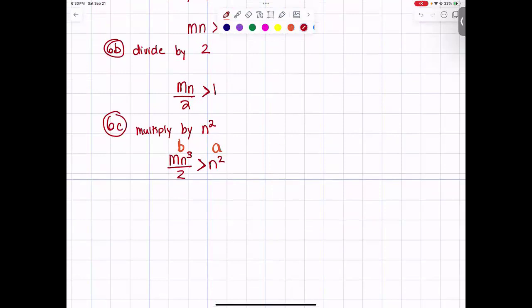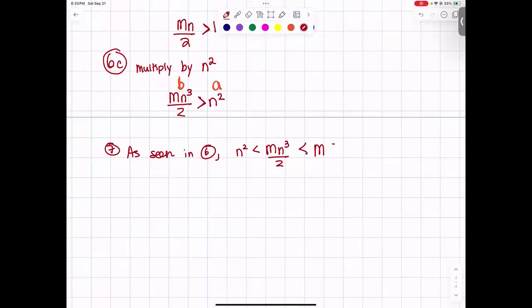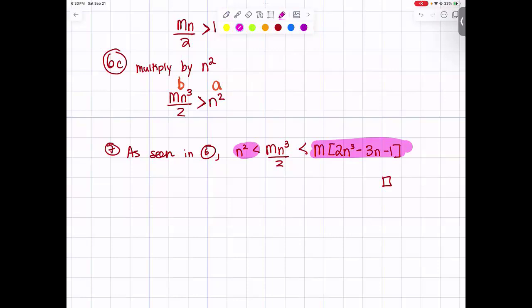So now we can say as step 7, as seen in 6, n squared is less than mn cubed over 2, which was less than whatever our original statement was, m over 2 n cubed minus 3n minus 1. And then we're done because we did it. We proved it. We've got one statement here being less than this statement here. And we have now proven that to be true.